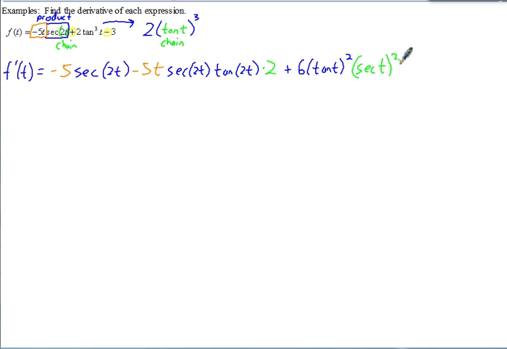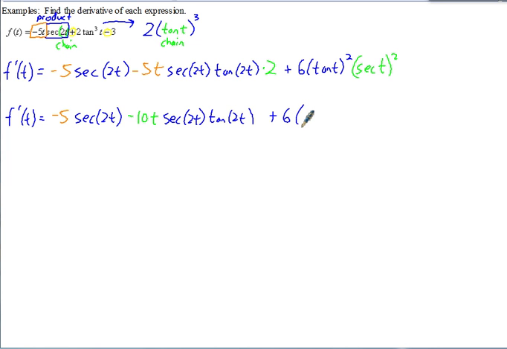Using the chain rule, and then the derivative of negative 3 by itself is just 0. So there's not much to really simplify here. Negative 5 secant of 2t, we bring the 2 out in front times the negative 5, giving negative 10 secant of 2t tangent of 2t, and then plus 6 tangent of t squared times the secant of t squared.